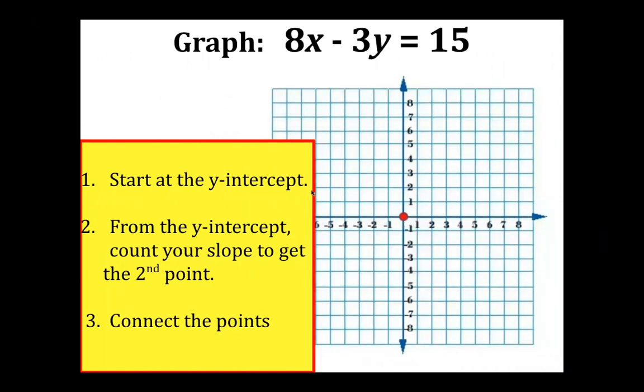Okay, let's look at another one. We have 8x minus 3y equals 15. Again, we're still using slope-intercept form, so we're going to have to rearrange this to solve for y. So first, I'm going to do inverse operations and then do the addition of 8x. Subtract 8x from both sides, and I get negative 3y equals negative 8x plus 15. Now I'll go ahead and divide both sides by negative 3.